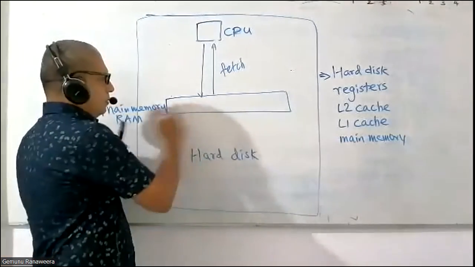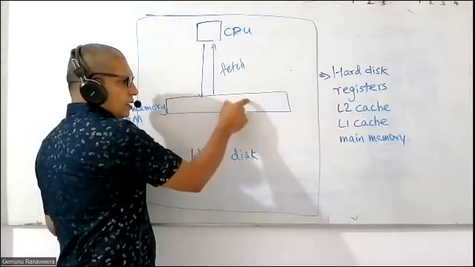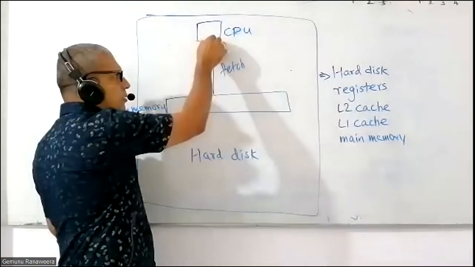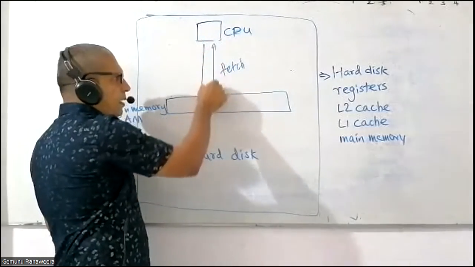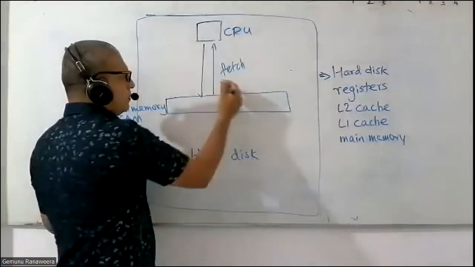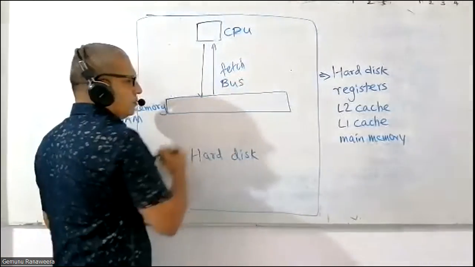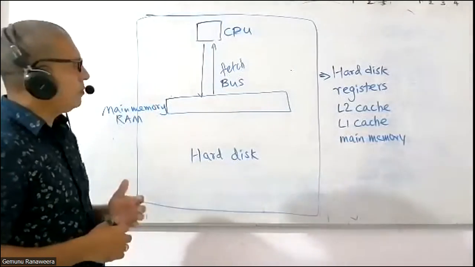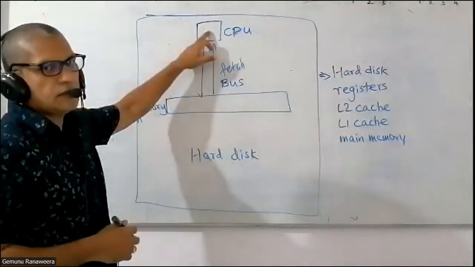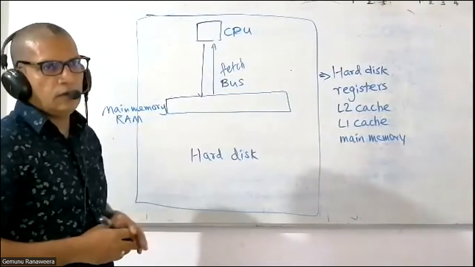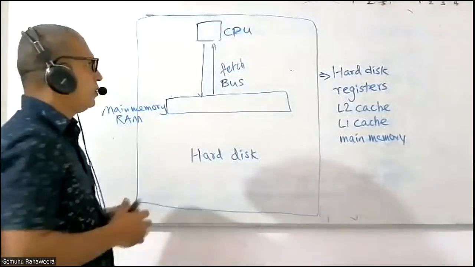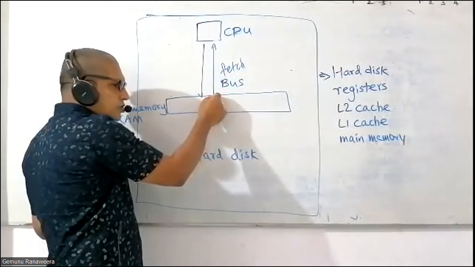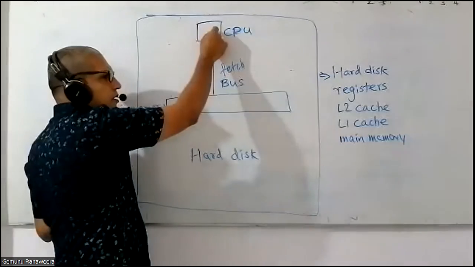Whatever is available in this memory should be fetched to the CPU. So the CPU uses a path, and this path is known as a bus. We usually call it the bus, right? As we already know, the computer scientists tried to increase the speed of the CPU, but it was no use, because the CPU took some time to reach the main memory and fetch the data and instructions.